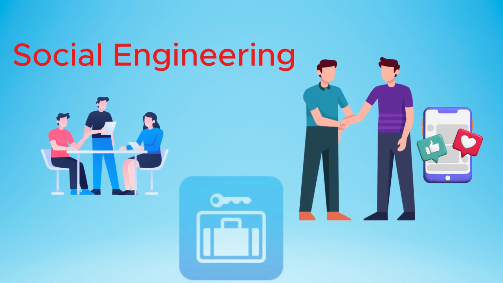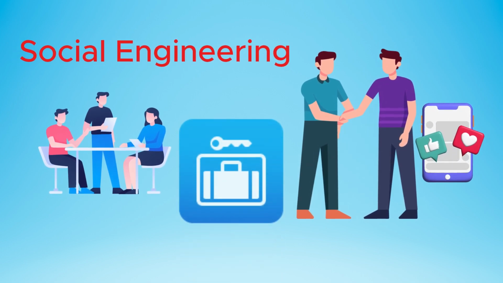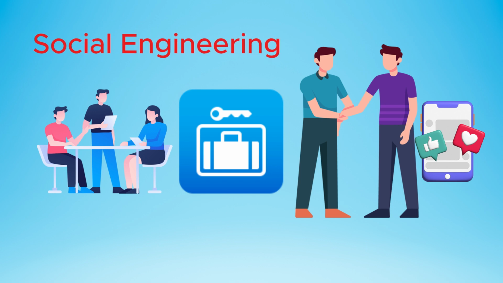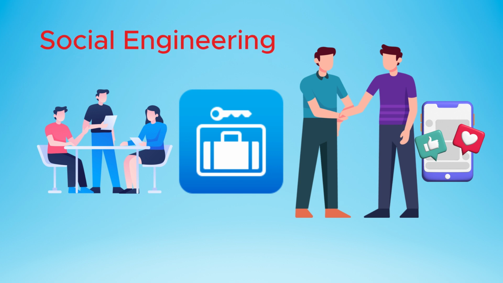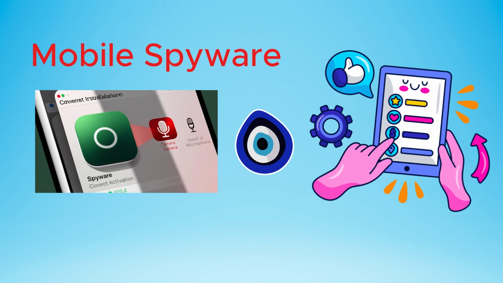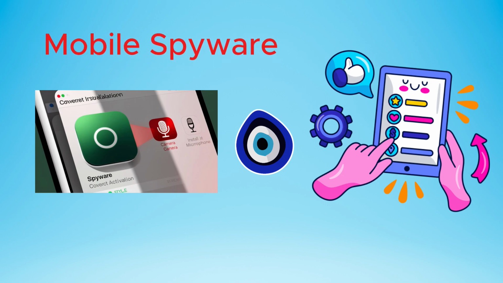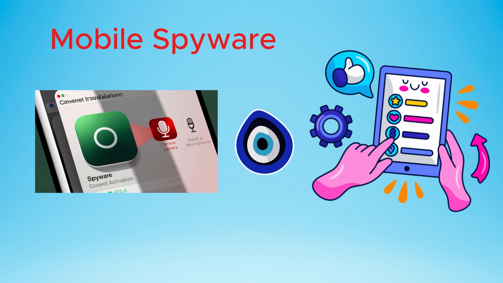Instead of hacking machines, social engineering hacks people. Attackers pretend to be trusted individuals to get passwords, access to systems, or clicking dangerous links. Some apps pretend to be harmless but secretly record calls, messages, even camera activity. That's mobile spyware at work.